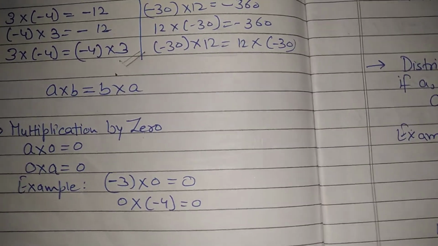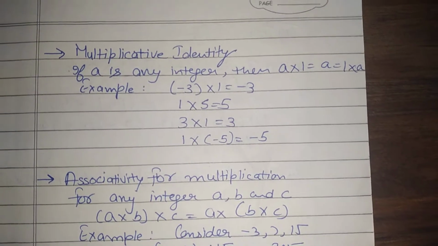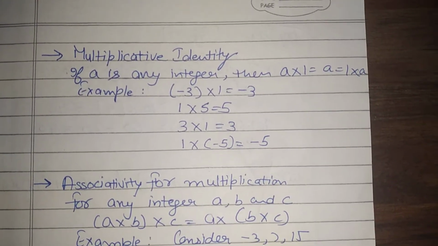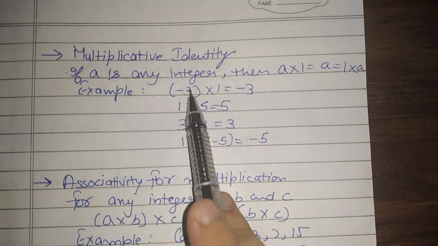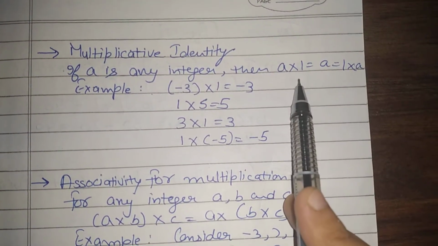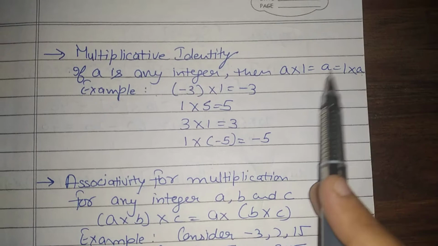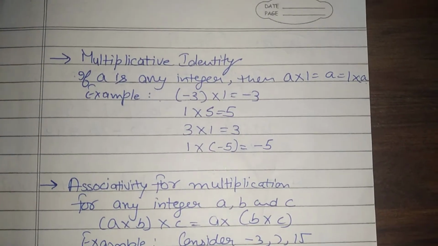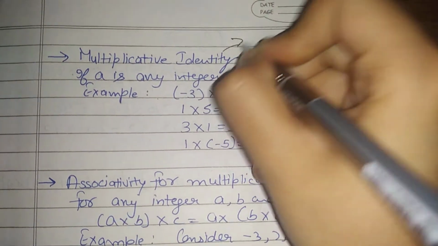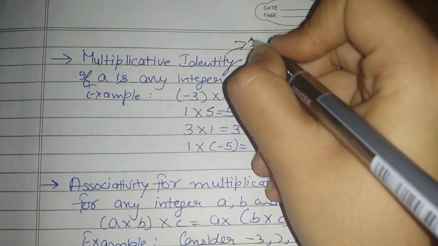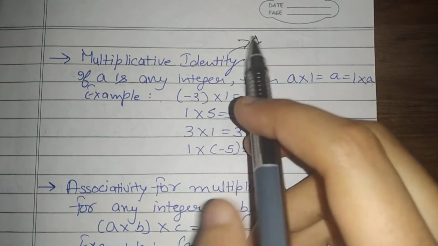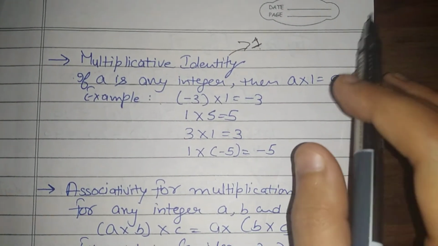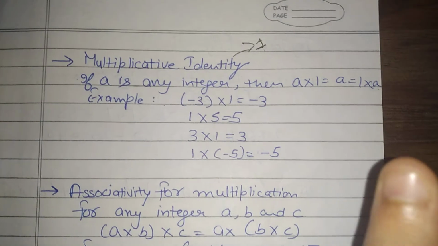Next part is multiplicative identity. If a is any integer, a cross 1 and 1 cross a are both equal to a. So identity always means 1. Alright, I am multiplying 1 with any integer. It will also give me an integer.